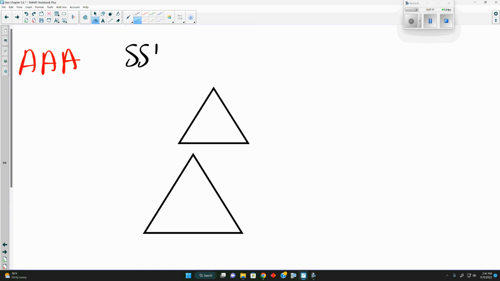And side, side, angle, these two here don't work. Those two there do not work. Out of the 6, side, side, angle and angle, angle, angle, neither one of these work for congruency. This one we will eventually get to works for similarity. Because they will be similar, they're just not congruent.